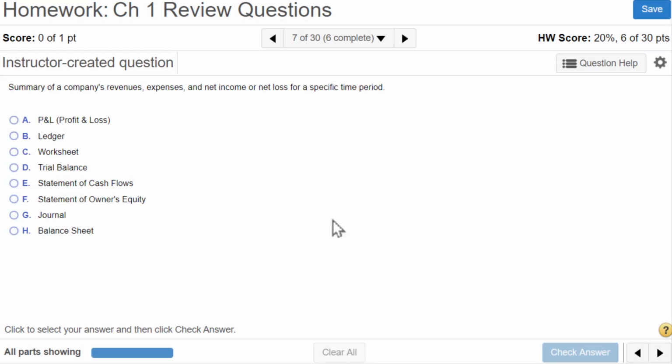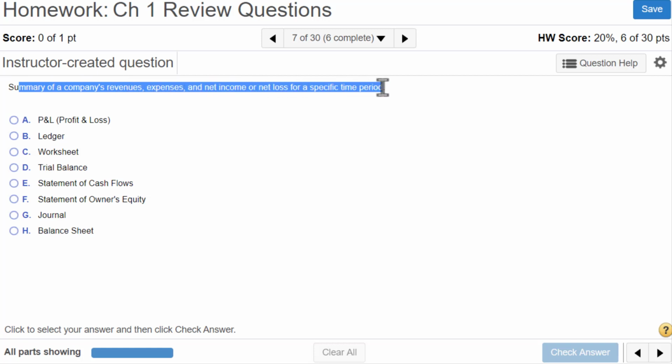Next one. What do you call a summary of a company's revenues, expenses, and net income or net loss for a specific time period? Now you might be thinking, well, we just had this question. It's the income statement. So let's look at our list of answers. Is the income statement on there? Nope. But remember, it's also called the P&L, also known as a profit and loss.